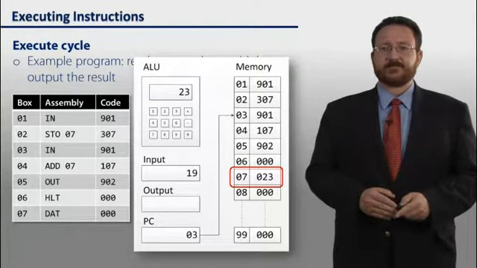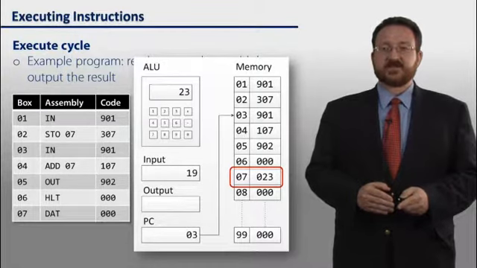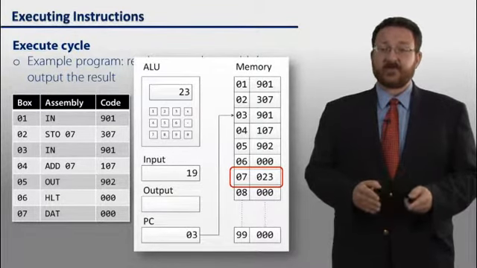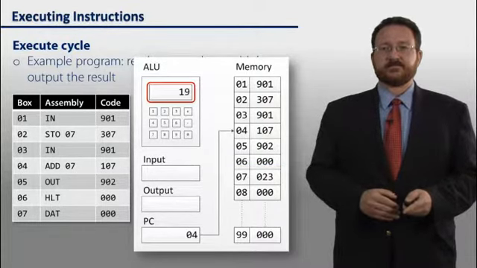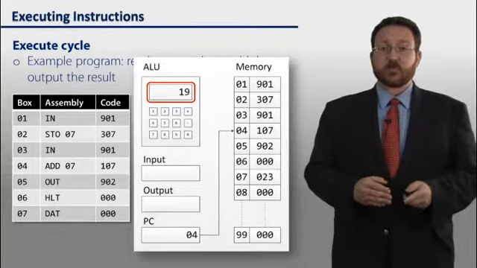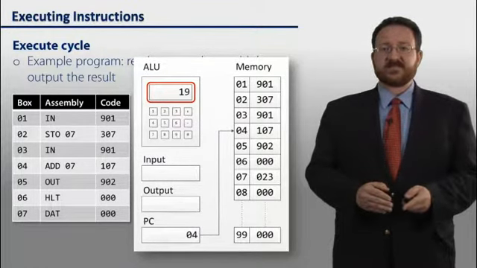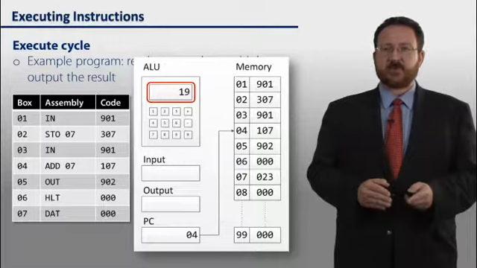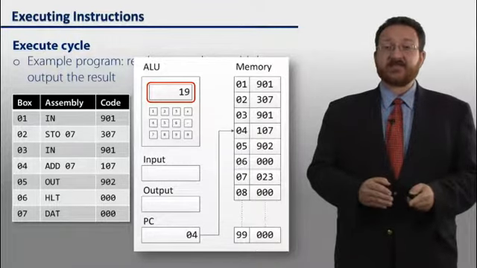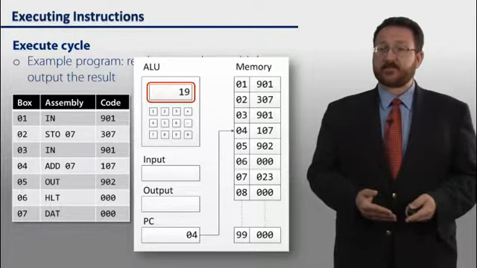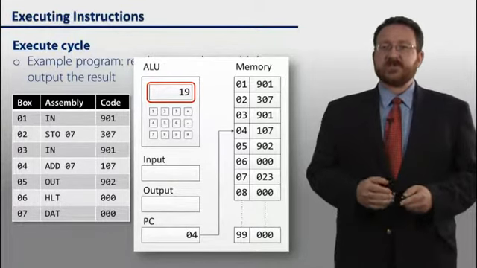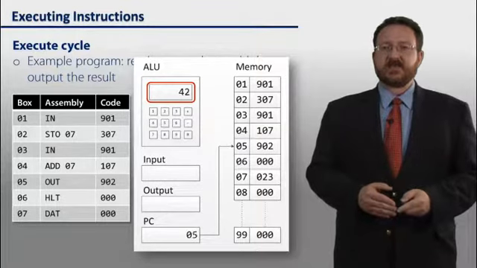So let's do that. Now we're going to look at the next instruction, 901. 901 indicates another input. We have input there, it's the number 19, so we're going to put 19 into the ALU. The next instruction is 107, and 107 says that we're going to add, instruction 1 is add, whatever's at address 7 into the calculator. Well, what we find at address 7 is the number 23 that we just stored there from input. So we add the 23 to the 19, and what we get is an ALU value of 42.